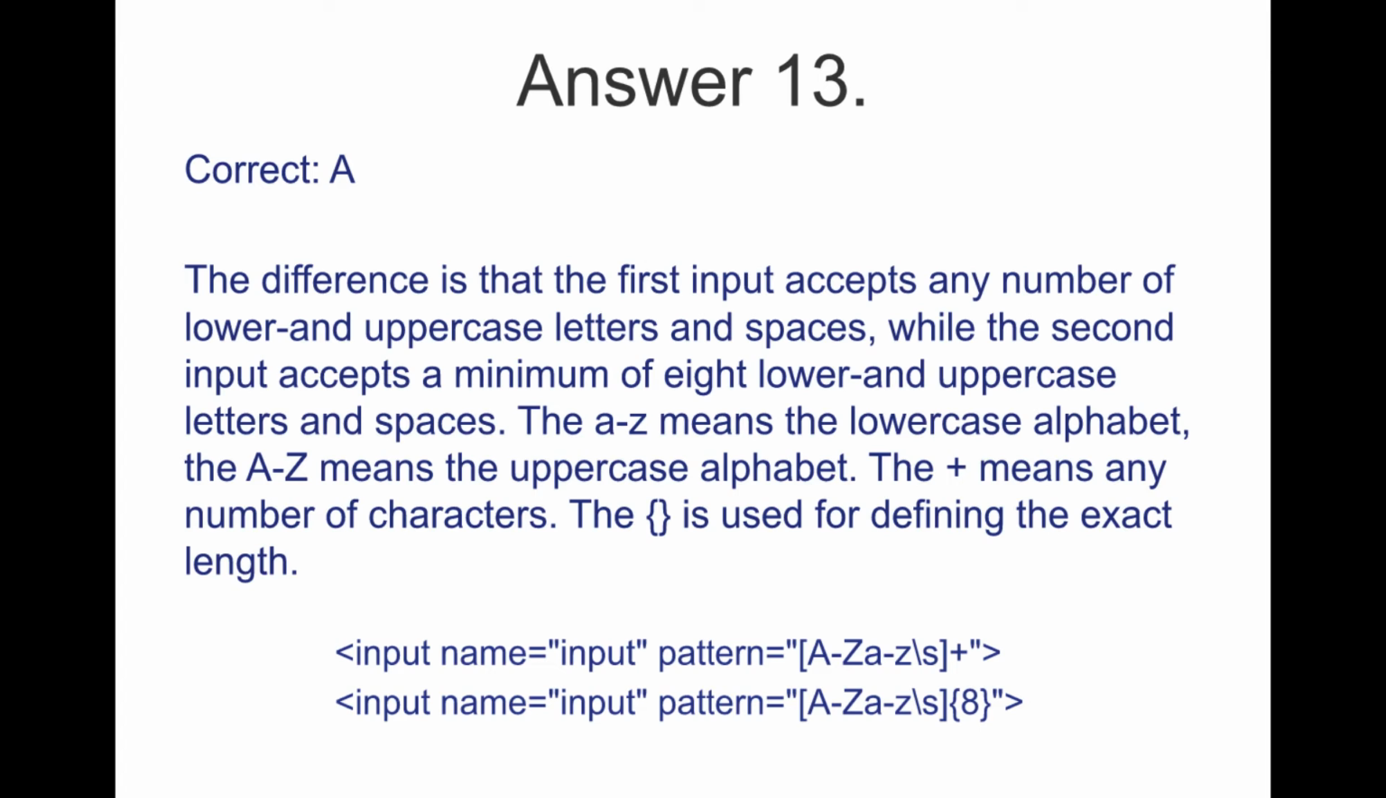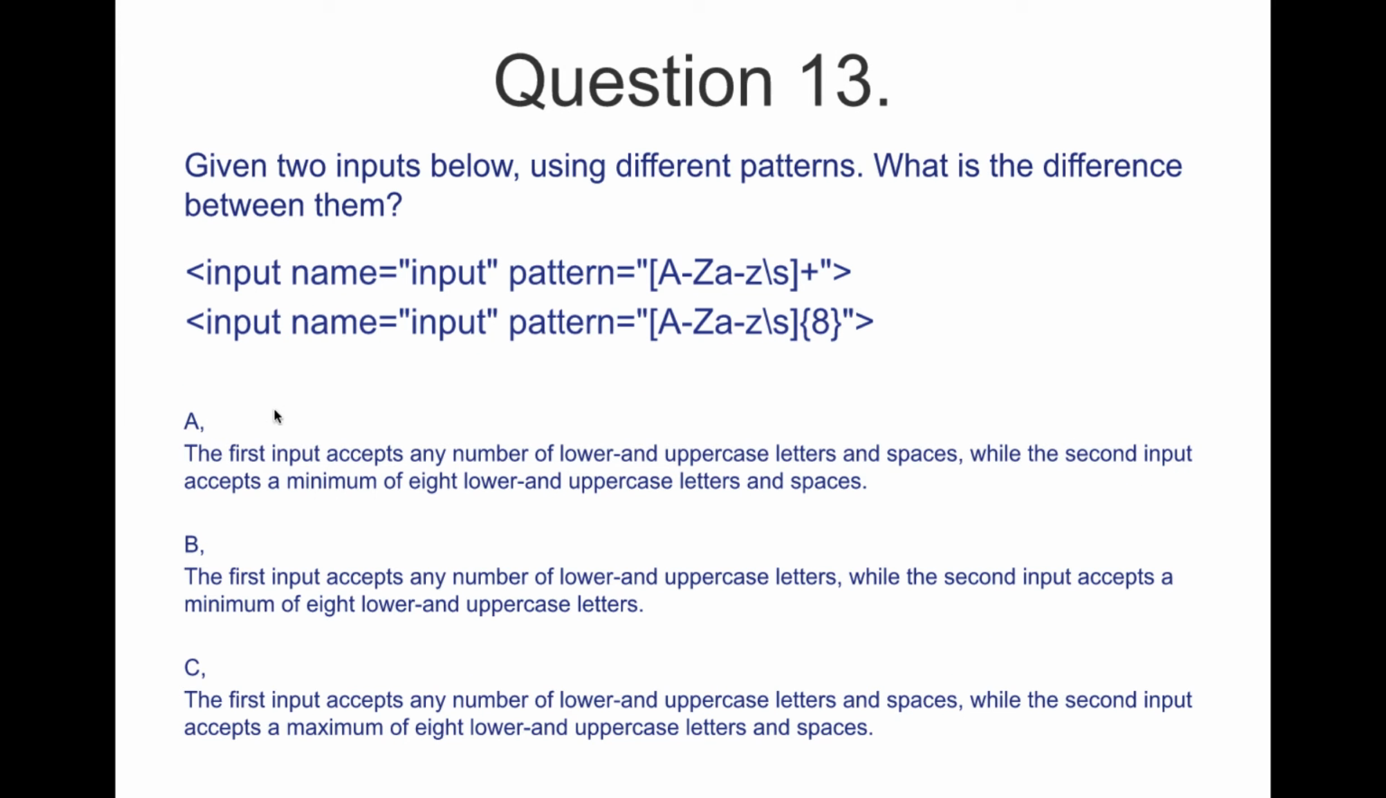The a to z means the lowercase alphabet. The A to Z uppercase means the uppercase alphabet. The plus means any number of characters. The curly brackets are used for defining the exact length. So the correct value was A for question number 13.